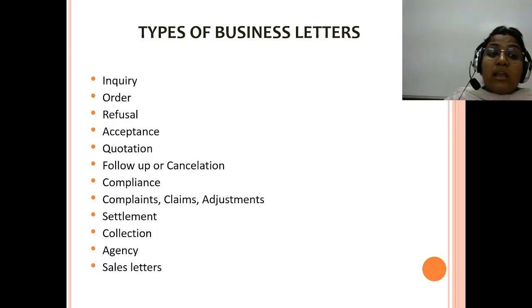Next is your salutation part. Begin the letter by addressing the person to whom you are writing the letter. This person may be the hiring manager, department head, or company representative identified in the job listing. I hope two types of letter have been clear to you. First is your cover letter and second is your inquiry letter.